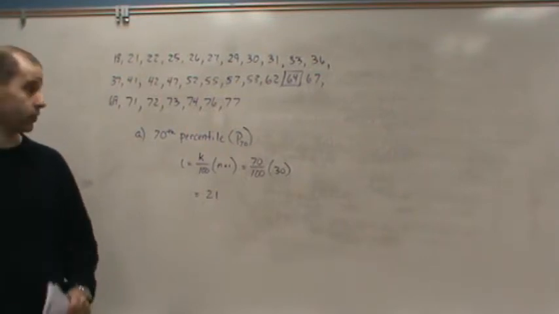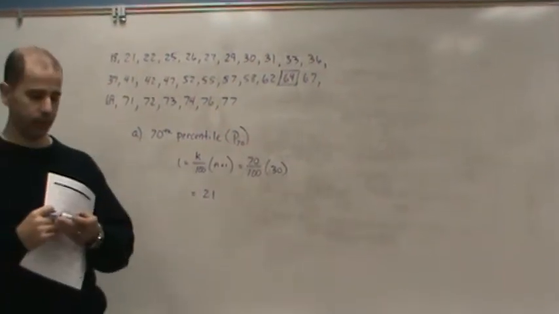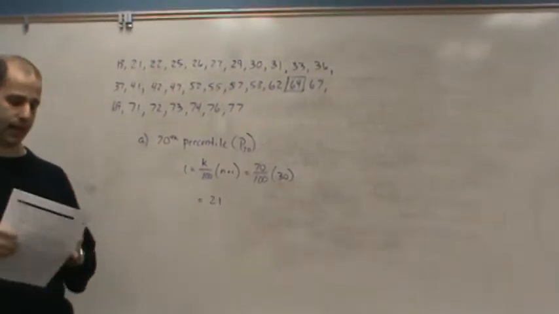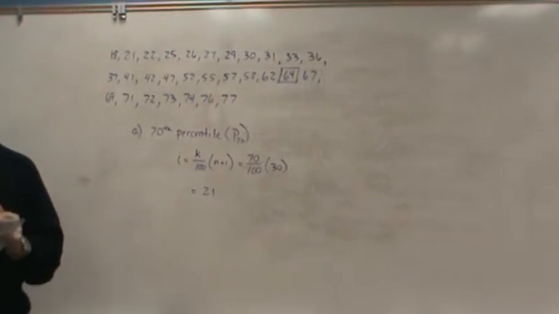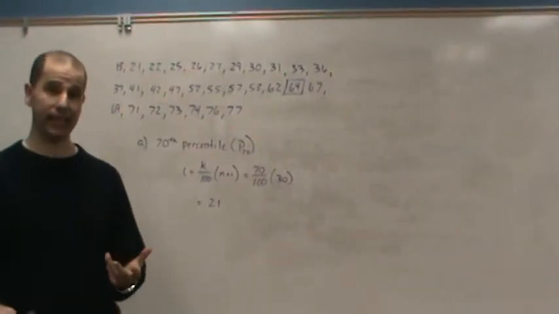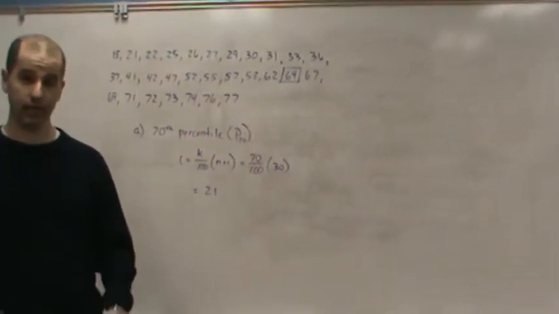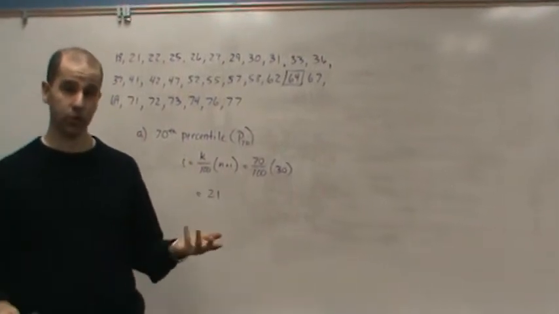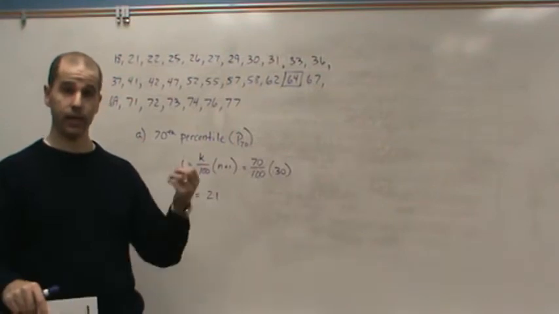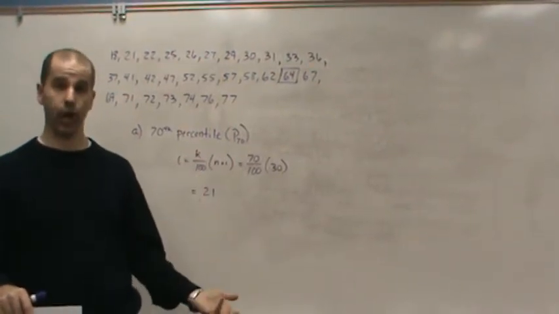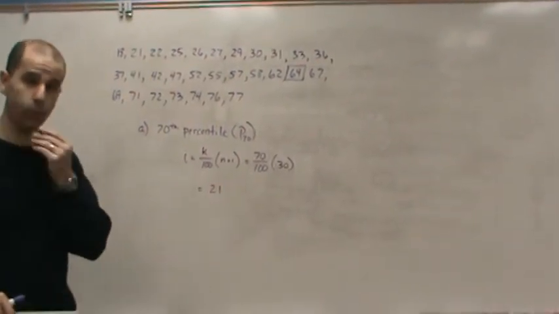So 64, that means if an actor is 64, then he's in the 70th percentile, which means 70% of actors who have gotten the Best Actor Award for the Academy Awards have been at that age or younger. Okay, does that make sense? I hope that makes sense.